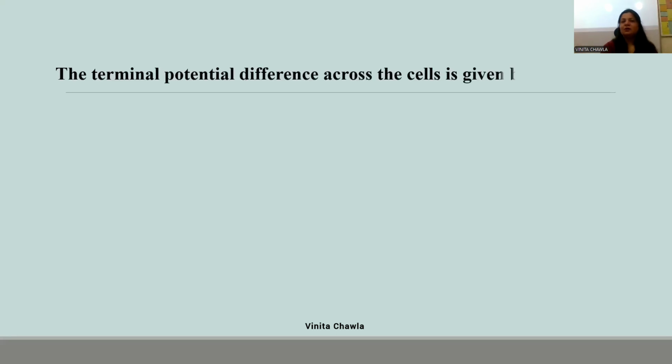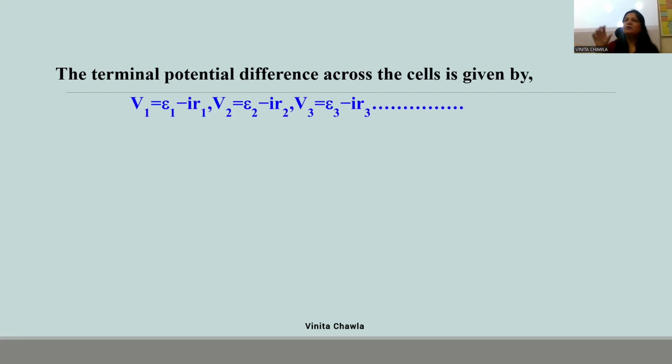Terminal potential difference across the cells is given by, for individual cells we can write like this, because in series terminal potential difference is different, current is same. In parallel, current is different while potential difference is same. So we can write terminal potential difference for individual cell. For first cell it is V1, for second cell it is V2, for nth cell it is Vn.